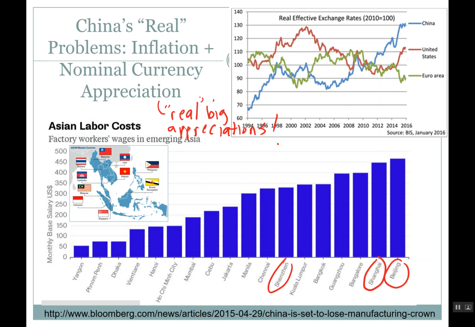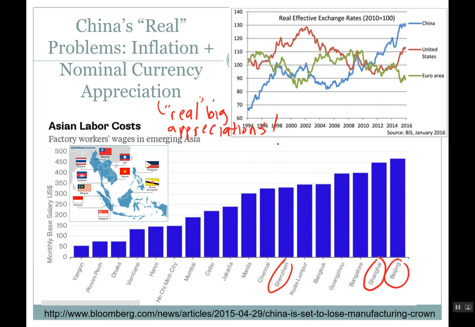It's largely free-floating now, just sometimes they get an intervention. But what happens now is their currency has appreciated. At the same time, they've had higher inflation, in particular wage inflation.